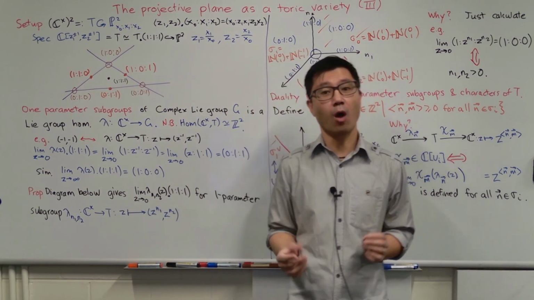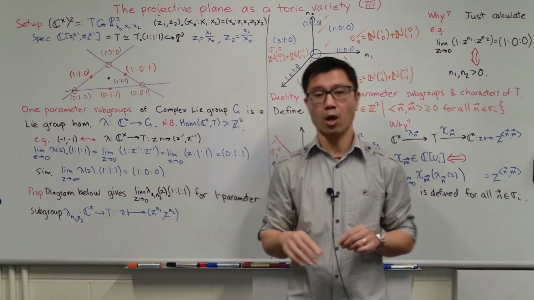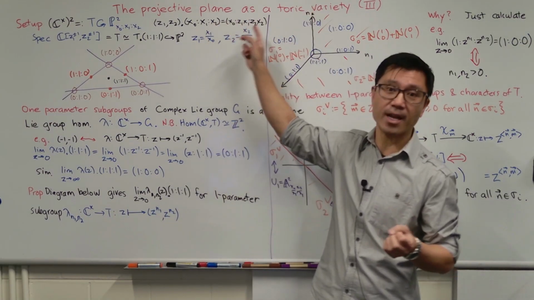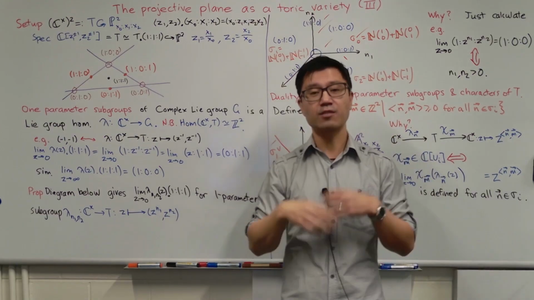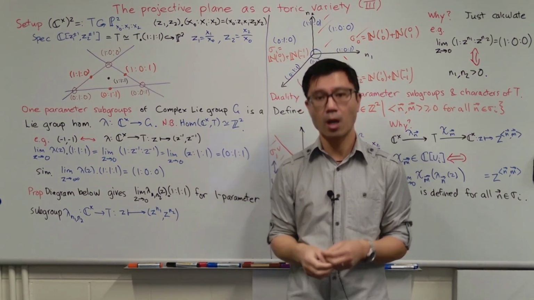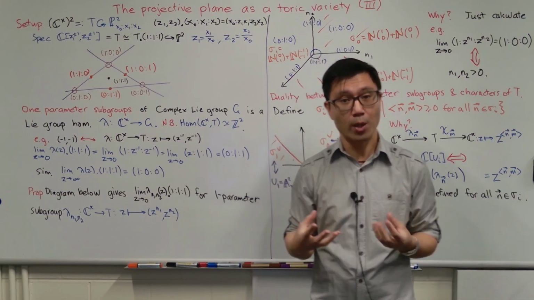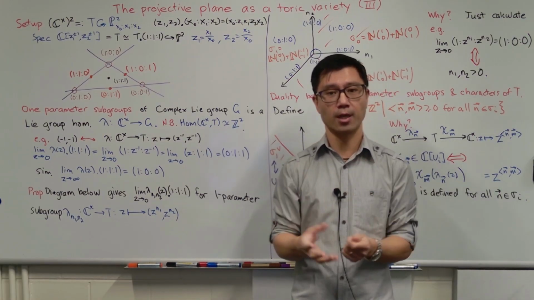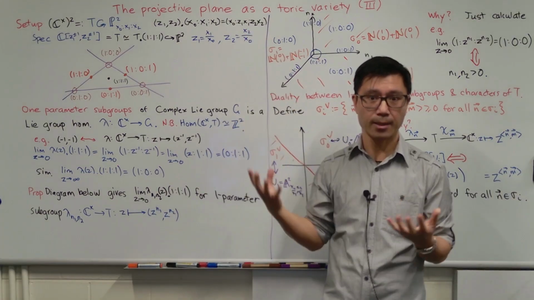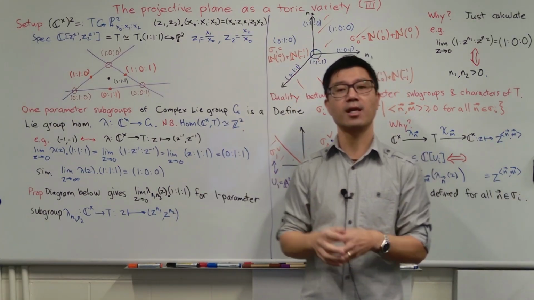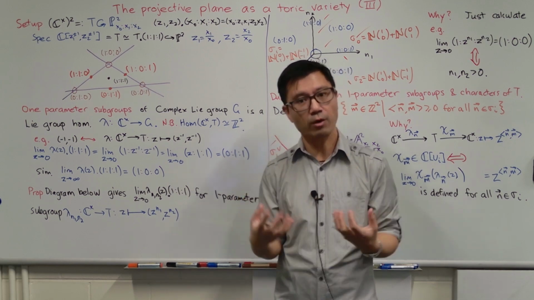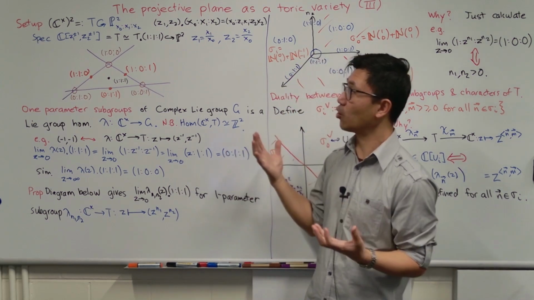In this video, I want to give you the final ingredient which will allow us to view the projective plane as a toric variety. And this final ingredient is the notion of a one-parameter subgroup. What this notion will allow us to do is to record the orbits of the torus acting on the projective plane using a lattice. So remember, the lattice is the way where we look at toric information combinatorially.